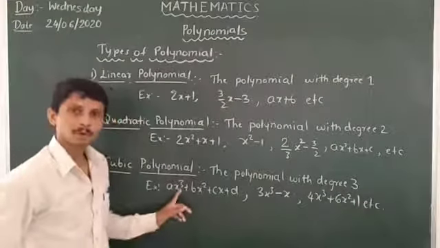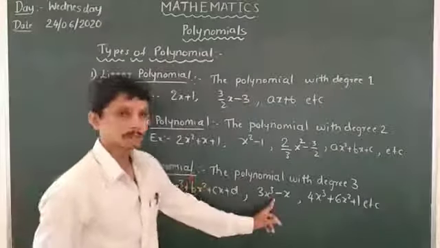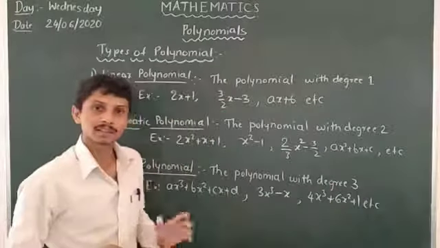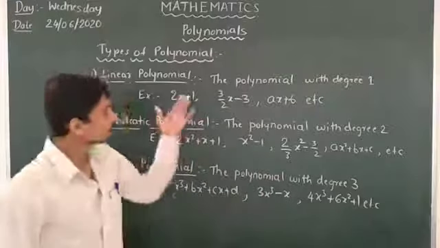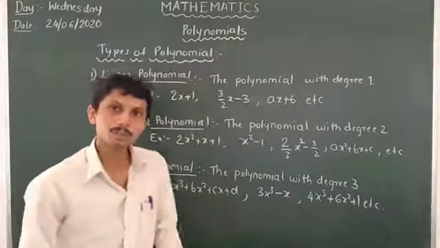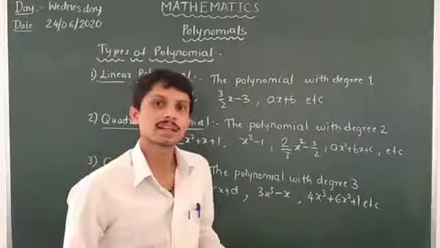Here the highest power of the polynomial is 3. Here also the highest power of the polynomial is 3. Here also the highest power of the polynomial is 3. That means these are the cubic polynomials. So we know what is linear polynomial, what is quadratic polynomial, and what is cubic polynomial. Let us move on to the next topic.